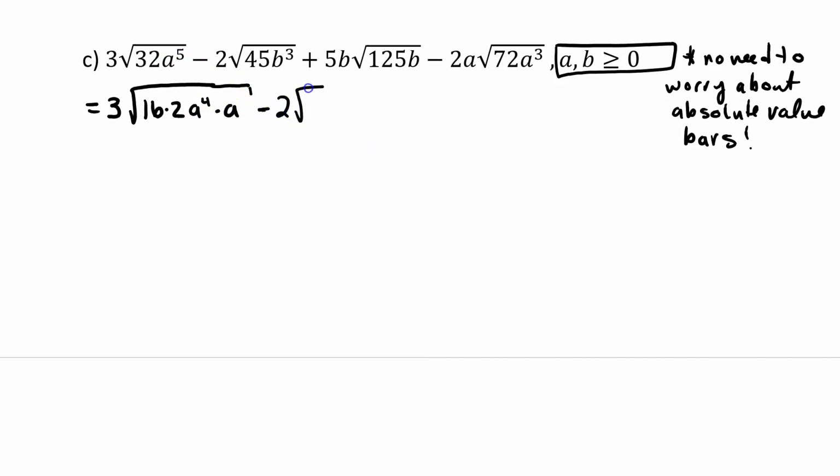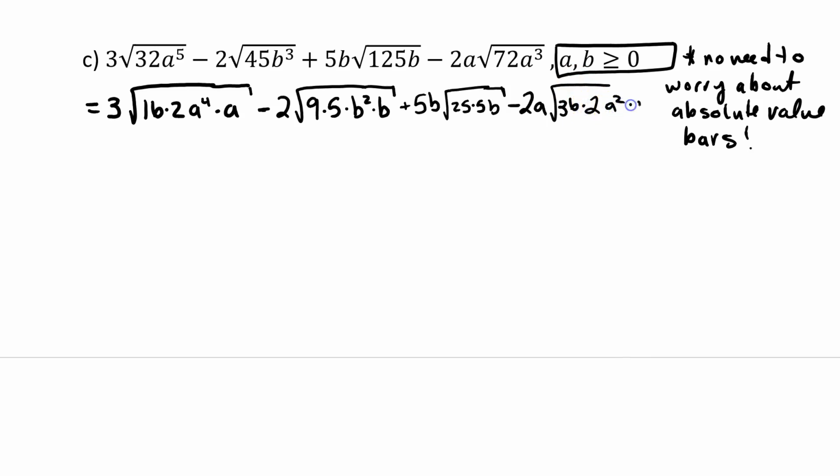Minus 2 times the root of 9 times 5, because 9 is a perfect square factor, times b squared times b, to give us our b cubed here. And then I'm left with plus 5b times 125, which is 25 times 5, and I'm left with b, and there's nothing to take out there, minus 2 times a times 36, which is a perfect square factor, times 2 times a squared times a.